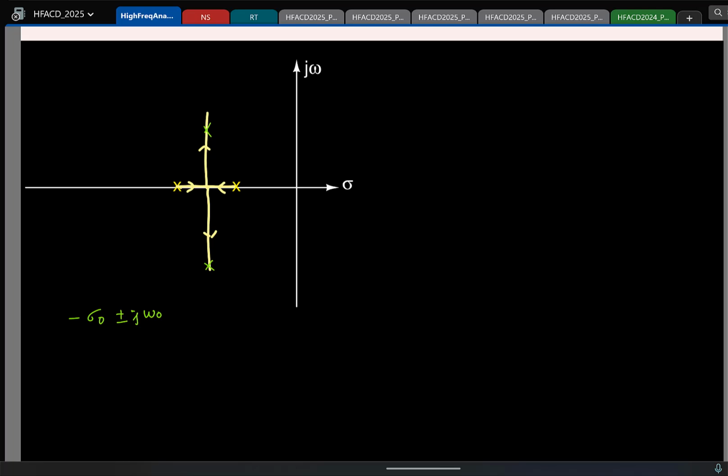Right? So if I have a pole of this form, if I apply a step to the system, how will the step response look like? Exponentially decaying. But I have an imaginary part plus or minus j omega naught, right? What will happen? Yeah, it will be decaying oscillations like this, right? So it will look like this, where the sinusoidal frequency will correspond to omega naught, and this exponential decay will correspond to e power minus sigma naught t.